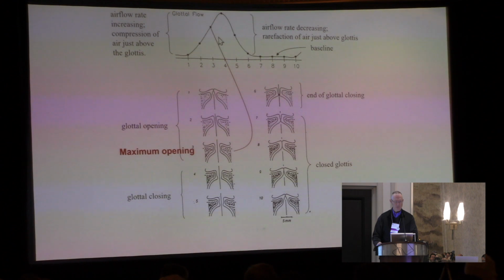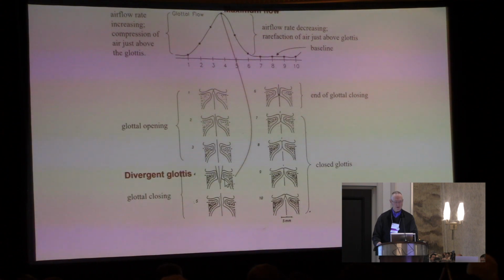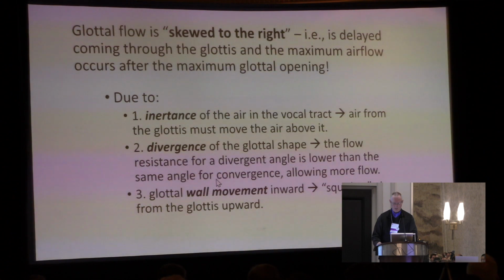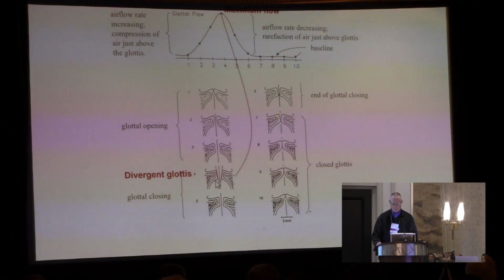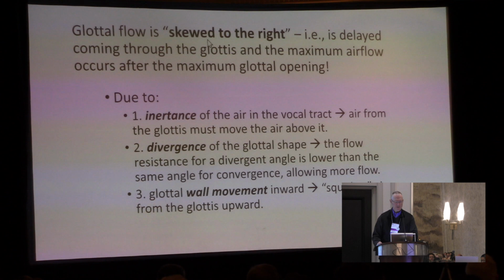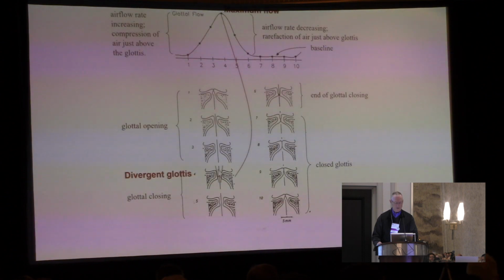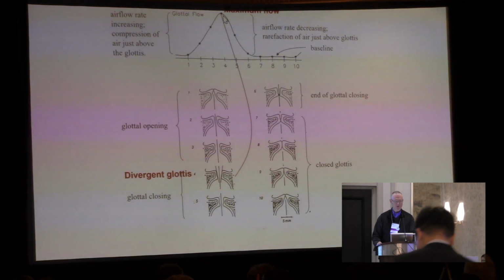Maximum opening occurs, but that is not when the maximum flow occurs in humans. The maximum airflow out in the cycle of glottal flow occurs when there's a slight divergence, when the glottis has a divergent shape. And this is what we say here: this maximum opening of the glottis comes before the maximum flow.